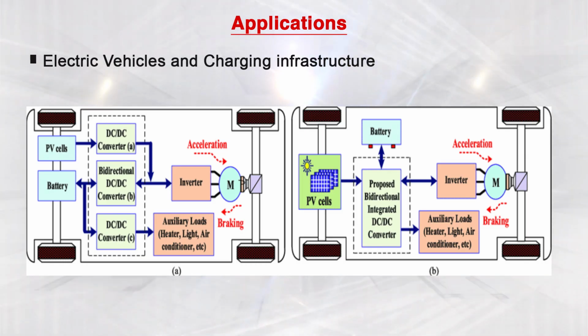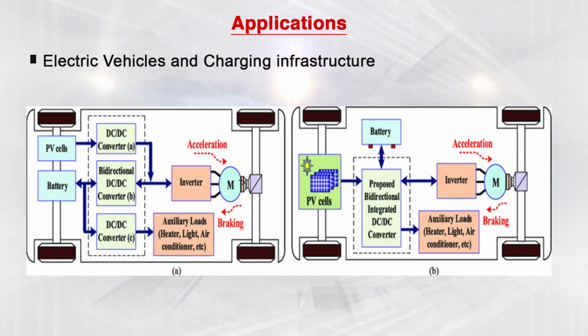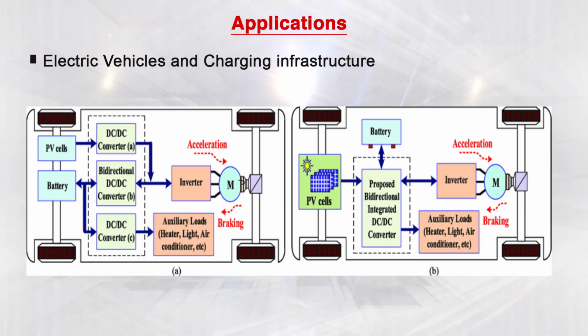To support this voltage, to inject the power at the DC bus, this bidirectional DC-DC converter must operate in boost mode, so that the battery can push the power at the DC bus to maintain the DC bus voltage as well as inject the required power, so that we can operate our vehicle and accelerate our vehicle.